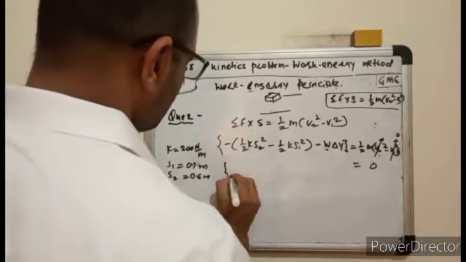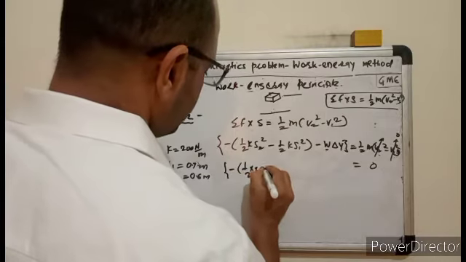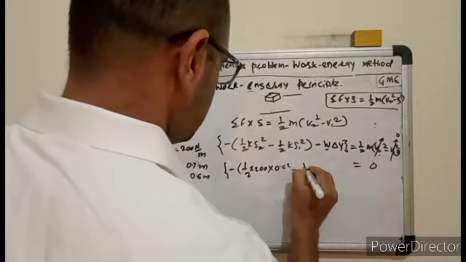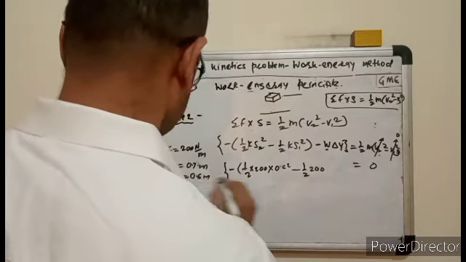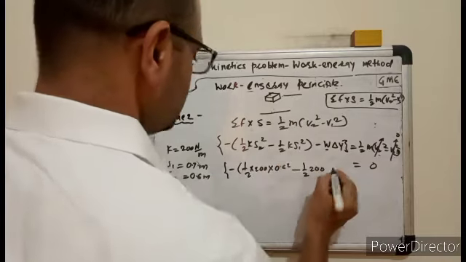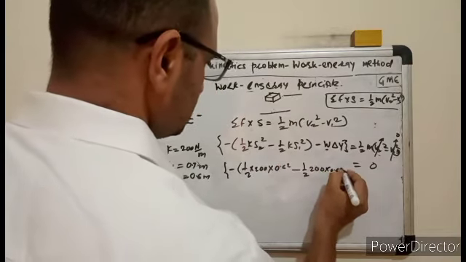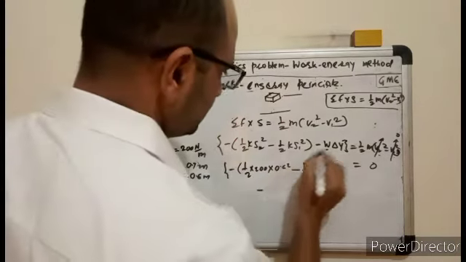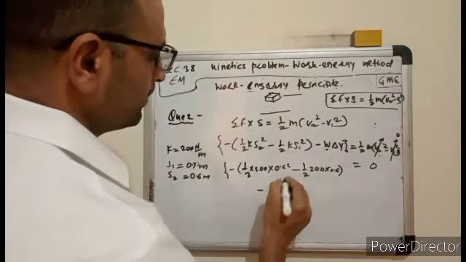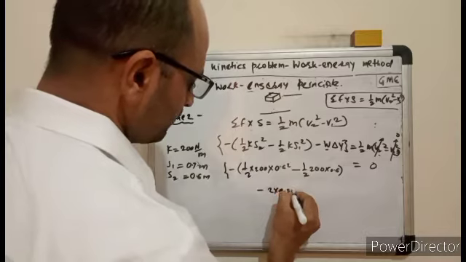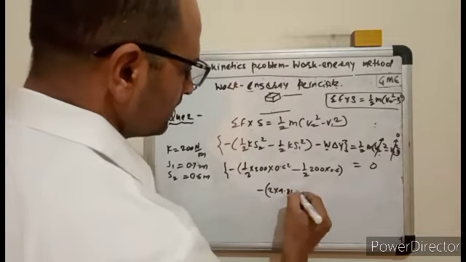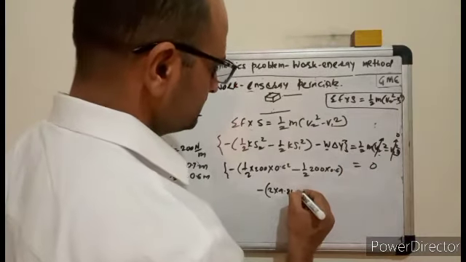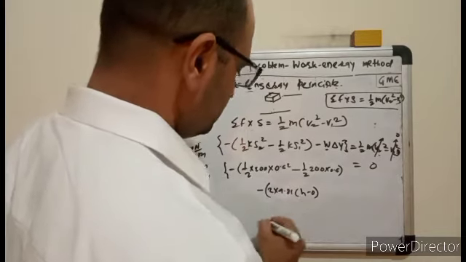See, now once I put these values, minus half into 200 into S1 squared, that is 0.6 squared, right? Minus half K is 200, S1, this S1 displacement is 0.6, right? And this W is mg, right? W is given as 2, it means 2 into 9.81. And this delta Y is a change. We have to take the reference from the ground, right? Means it is H minus 0, right?